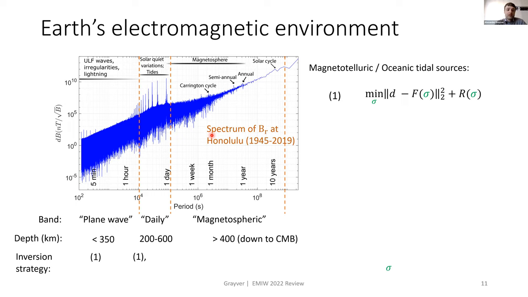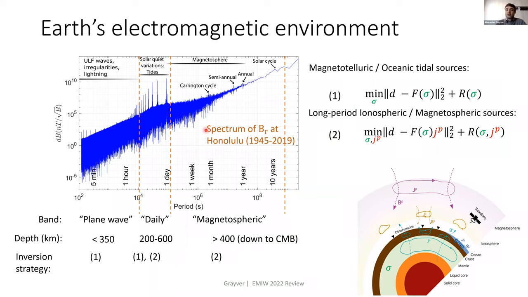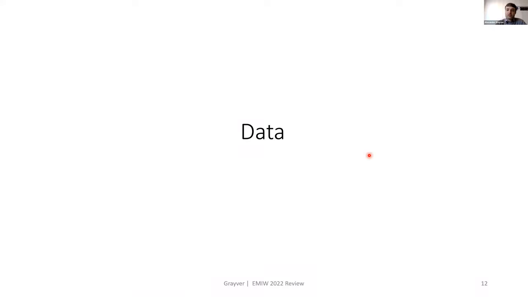So whenever the source is known, or can be assumed to have a certain geometry like plane wave, we can generally solve our inverse problem in this very well-known form where we minimize the data misfit, and then we regularize our conductivity sigma. And we minimize this with respect to sigma. For these long periods in the daily band and in the magnetospheric band, generally the source is not known. And the problem actually becomes a lot more complicated because in addition to the subsurface conductivity sigma, you also have to solve for these primary currents J_P. And I'll come back to this when I will be talking about methodological developments in the field.